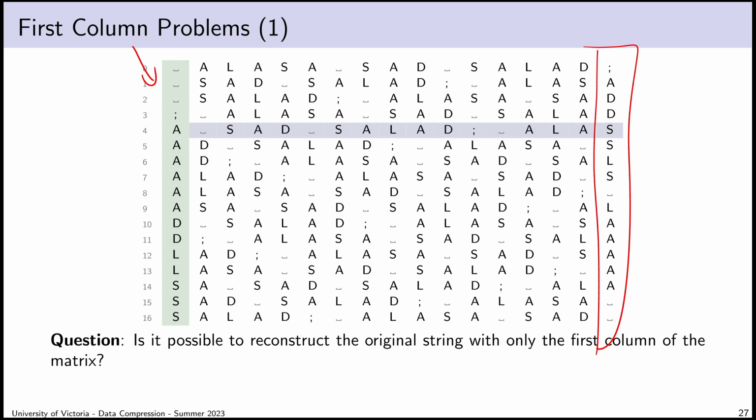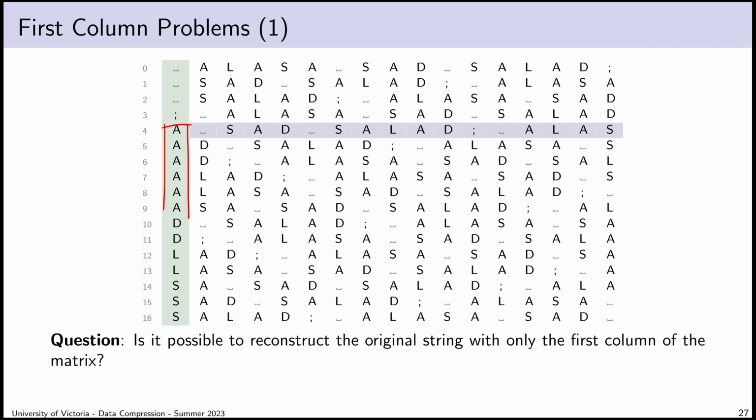Especially because if you look at the first column, you can observe that because I've sorted all of the rows, all the rows beginning with A will be next to each other, and all the rows beginning with D will be next to each other. So if I was allowed to just use the first column, I'd have even more runs of the same character.